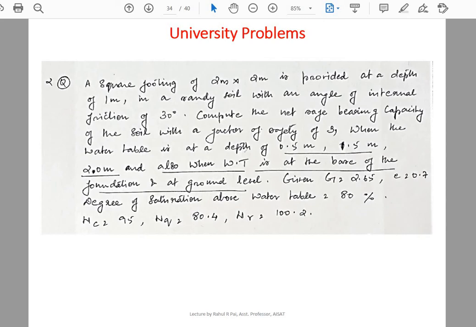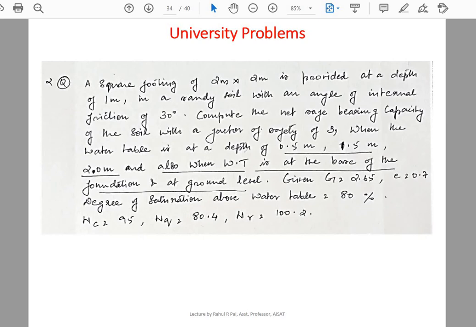Now here they have not given you the weight of the soil. Here they have only given the specific gravity, void ratio, degree of saturation above water table, and you are given the NC, NQ and N gamma. Now I would like to clarify one thing here.